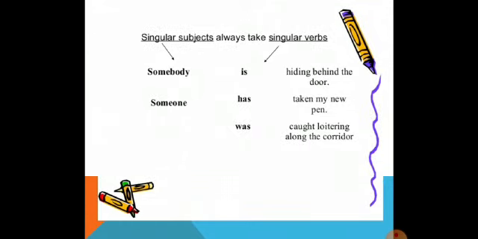Now I have also another singular subject, when I specify it's only a person. When I say somebody, someone, they also take singular verbs. So I say somebody is hiding behind the door. Someone has taken my new pen. Somebody or someone was caught loitering along the corridor.